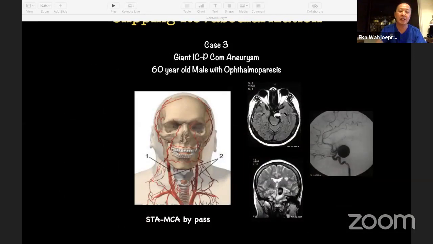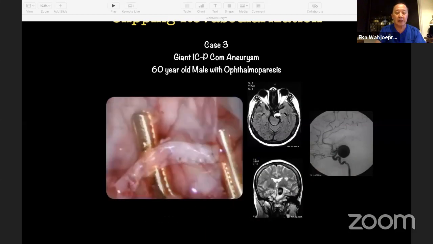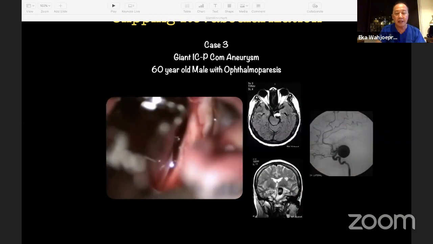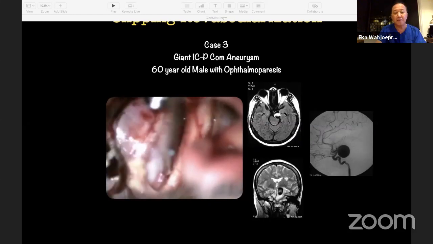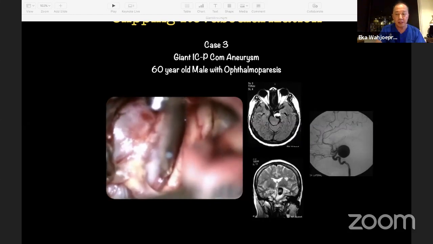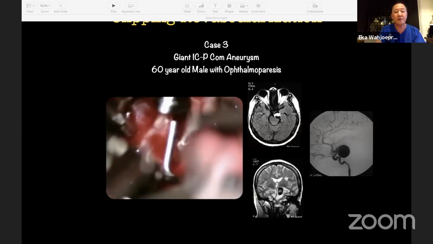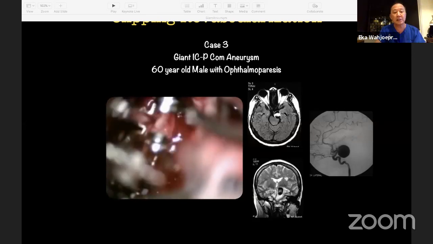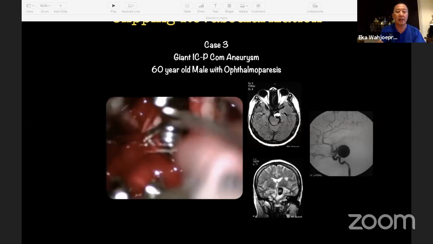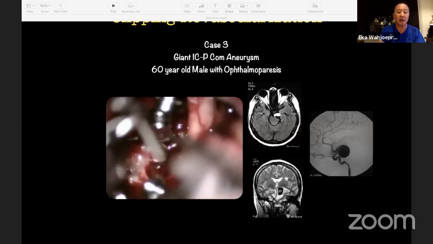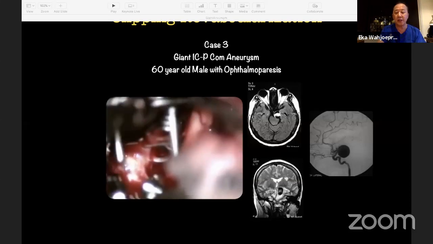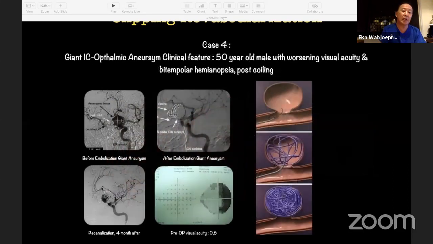So this is a third case of giant ICPC aneurysm. In this case, because of the probability of bleeding when we clip, we need to do a bypass, and we did a bypass to make the procedure easier and actually more secure. Because when we manipulate an aneurysm and we are not secure, we need to do a bypass to make an alternative artery before we do clipping. This is a giant IC ophthalmic aneurysm.